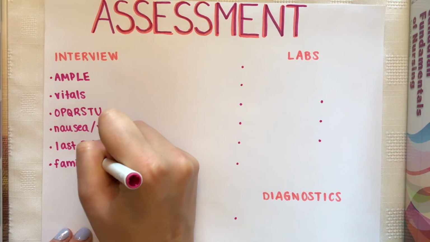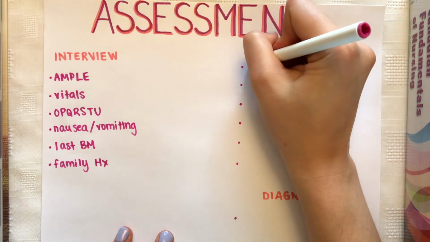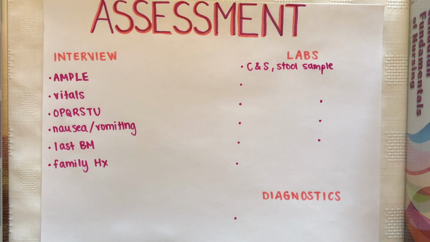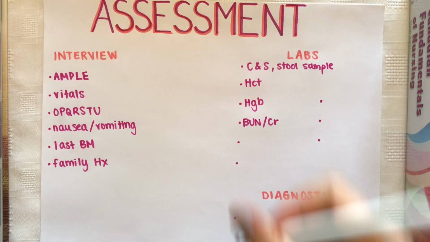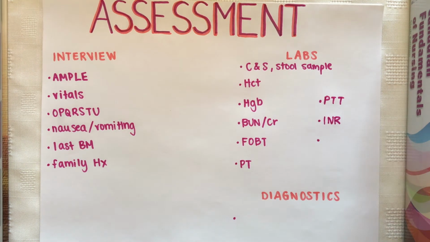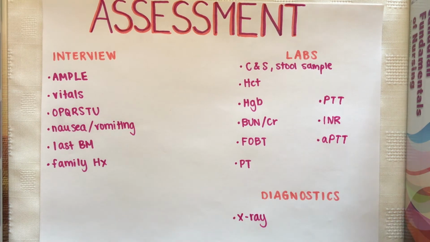Some labs you can anticipate being ordered for the possible peptic ulcer disease is a culture and sensitivity of the blood as well as a stool sample to test for the H. pylori. You would want hematocrit and hemoglobin, BUN and creatinine for kidney function, a fecal occult blood test, PT, PTT, INR, and APTT. For diagnostics, you can expect an X-ray to be ordered to rule out a possible bowel obstruction.